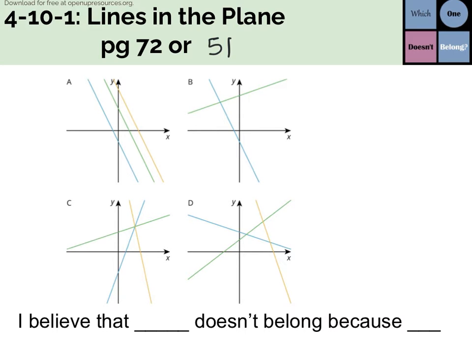All right, so we can go ahead and fill this in. I believe that A doesn't belong because the lines do not cross. Or I believe that B doesn't belong because it only has 2 lines and the rest of them have 3. I believe that C doesn't belong because all 3 of the lines cross at one point. Or I believe that D doesn't belong because it does not cross at a point. However, what you think about is correct. We're just getting our brains thinking for right now.